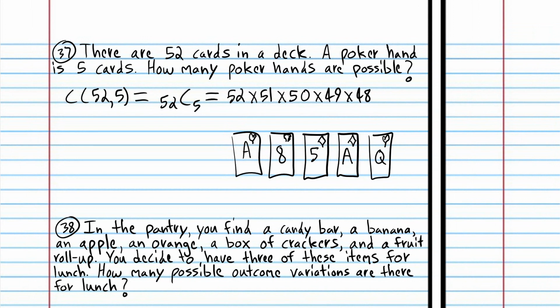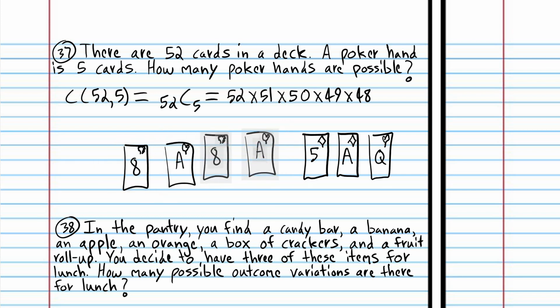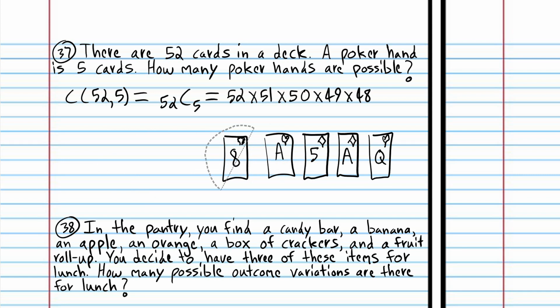Well, it doesn't make any difference how you order these. If you switch these two, so the 8 is at the left, does that change your poker hand? No, it doesn't change it. It's the same group of cards. It's the same combinations. So we're not counting permutations. We're only counting combinations.